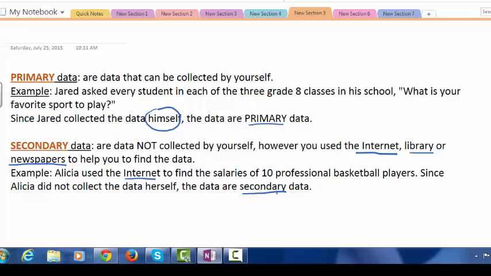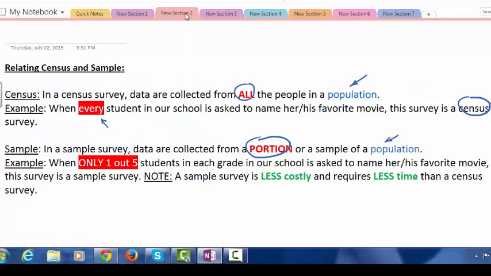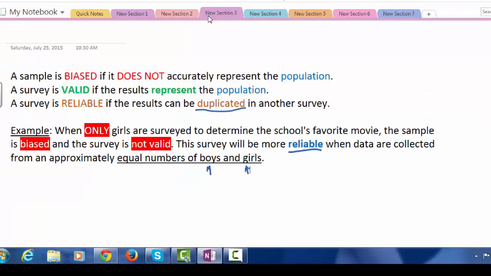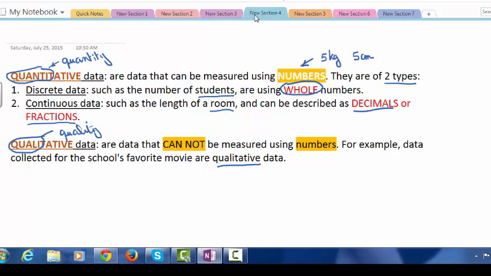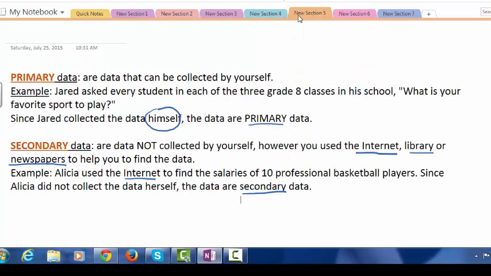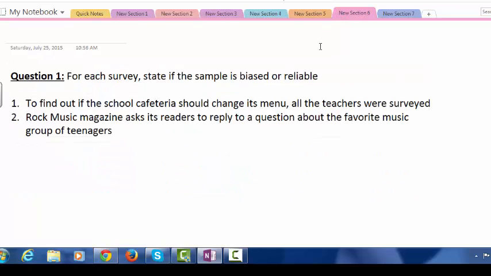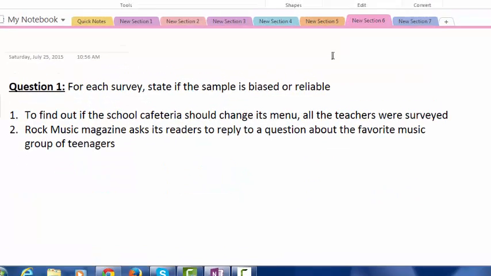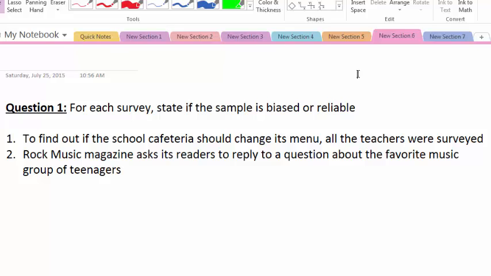So as you can see, how many types do we have? 4 pages. Census and sample. The second one, biased and valid. The third one, quantitative or qualitative data. And the last one, primary and secondary data. Now we are ready to answer all these questions. So let's start with question number 1.